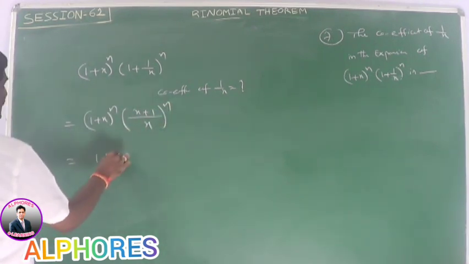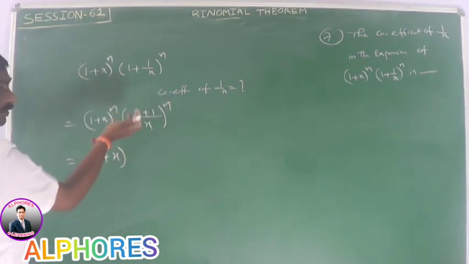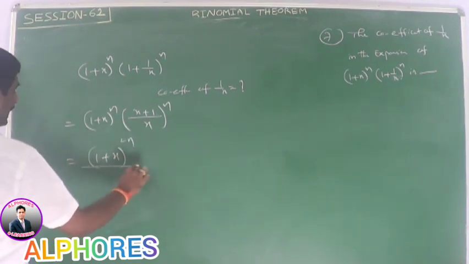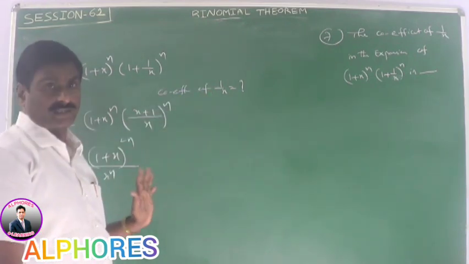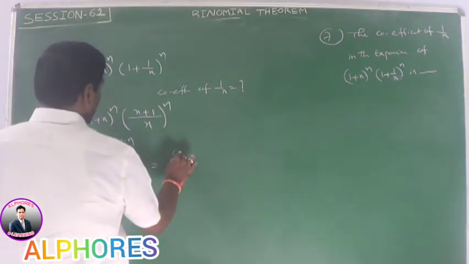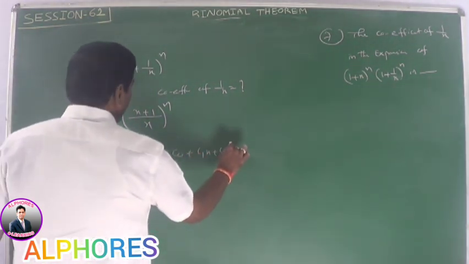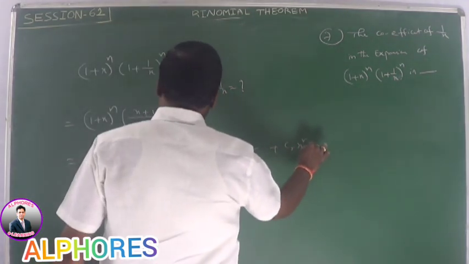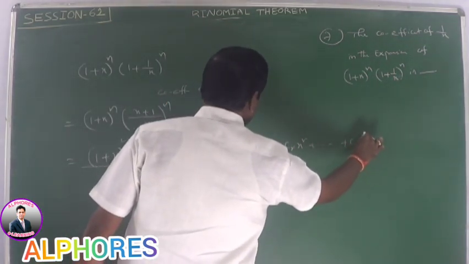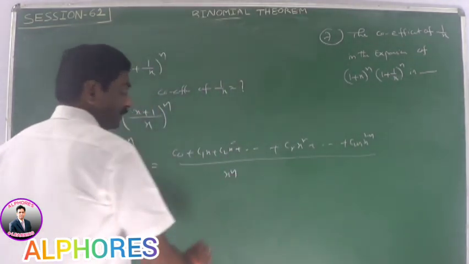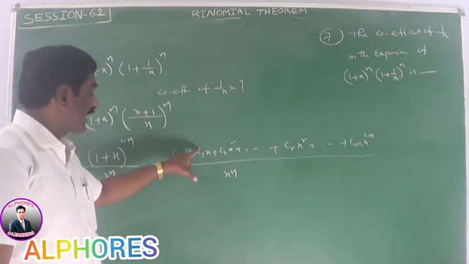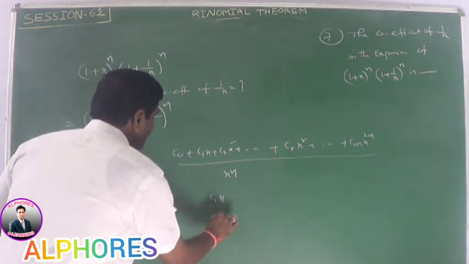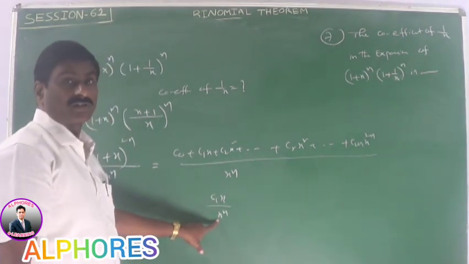That means (1 plus x) whole power n into (x plus 1) whole power n is equal to (1 plus x) whole power 2n by x power n. Now we find the coefficient of 1 by x. Suppose after expansion it can be reduced into c0 plus c1x plus c2x square and so on, cr into x power r and so on, c2n into x power 2n, all divided by x power n. Please observe this value. c0 by x power n means we get 1 by x power n coefficient. c1x by x power n means we get x power 1 by x power n, that is x power (1 minus n) coefficient.